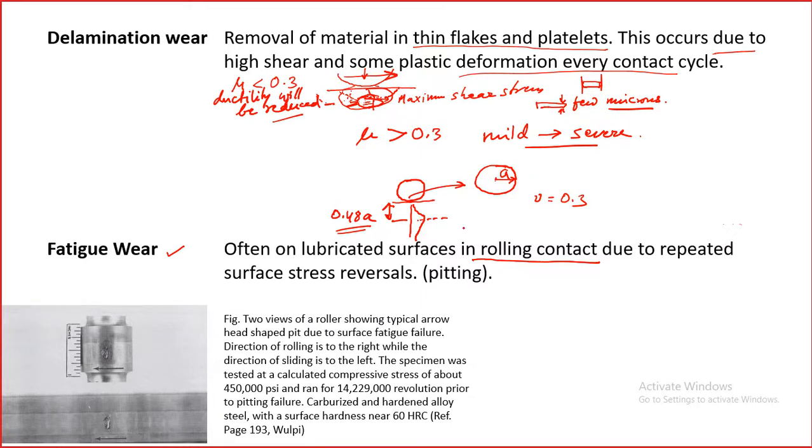and the value of maximum shear stress is given as 0.31 P naught, where P naught is the mean pressure. So mean pressure because of the load that we are applying. So load divided by the contact area will be the mean pressure, and it is 0.31 P naught. So this is the maximum shear stress. So the mechanisms are similar, but here in this case it is not sliding but rolling.